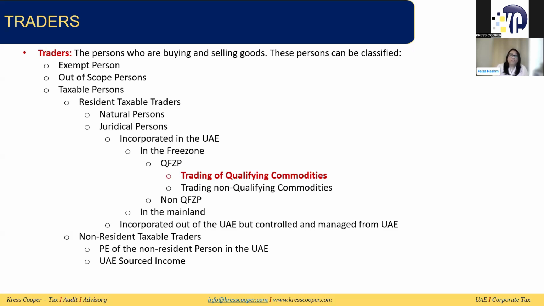Now, under the free zone, they might be meeting the conditions for a qualifying free zone person and doing activities of trading, or they might not be meeting some of the conditions and be a non-qualifying free zone person. If they are a qualifying free zone person, they might be trading qualifying commodities, or they might be trading non-qualifying commodities. What are qualifying commodities? We will discuss in our later slides, but a free zone person who is meeting all the conditions and is a qualifying free zone person might be doing the business of trading. It could be trading of qualifying commodities, or it could be general trading, which would fall under the distribution of goods activity.